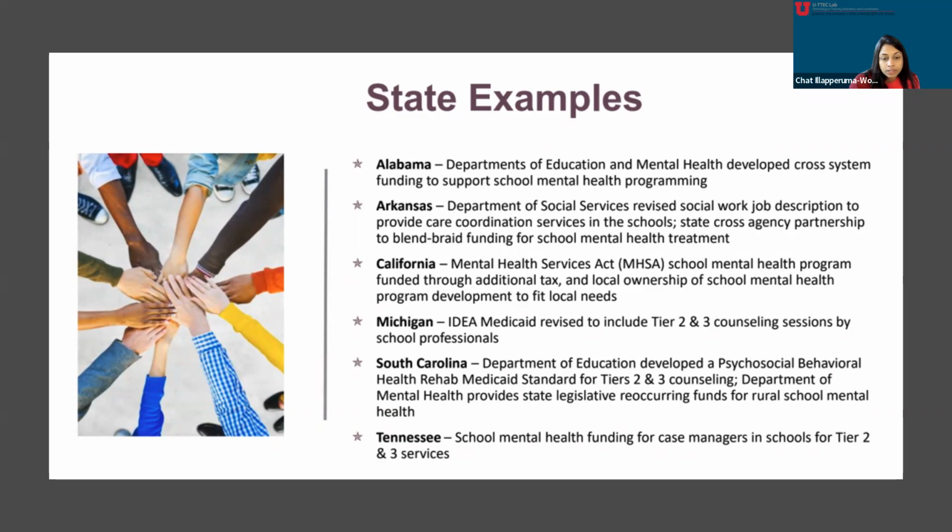And then you have California, where they funded through additional tax dollars. You have Michigan, who revised IDEA Medicaid to include tier 2, tier 3 counseling. And then you have South Carolina and Tennessee, who again kind of did fund different tiers of school mental health work. Tennessee funded, again, not the direct billable service, but they funded for case managers to be in schools to support tier 2 and tier 3 work.